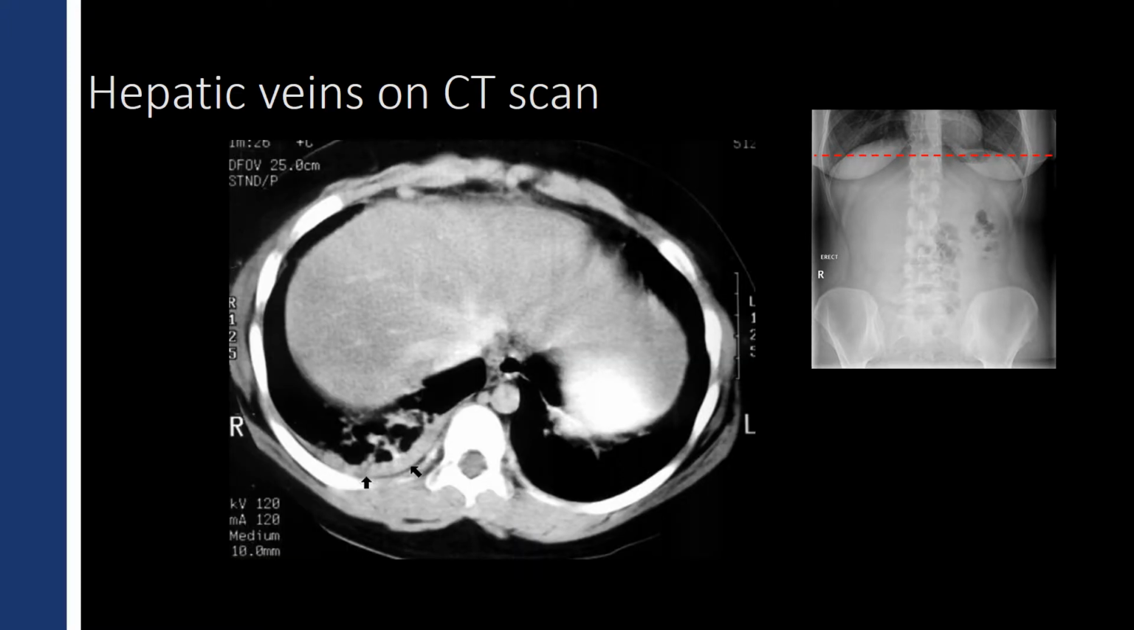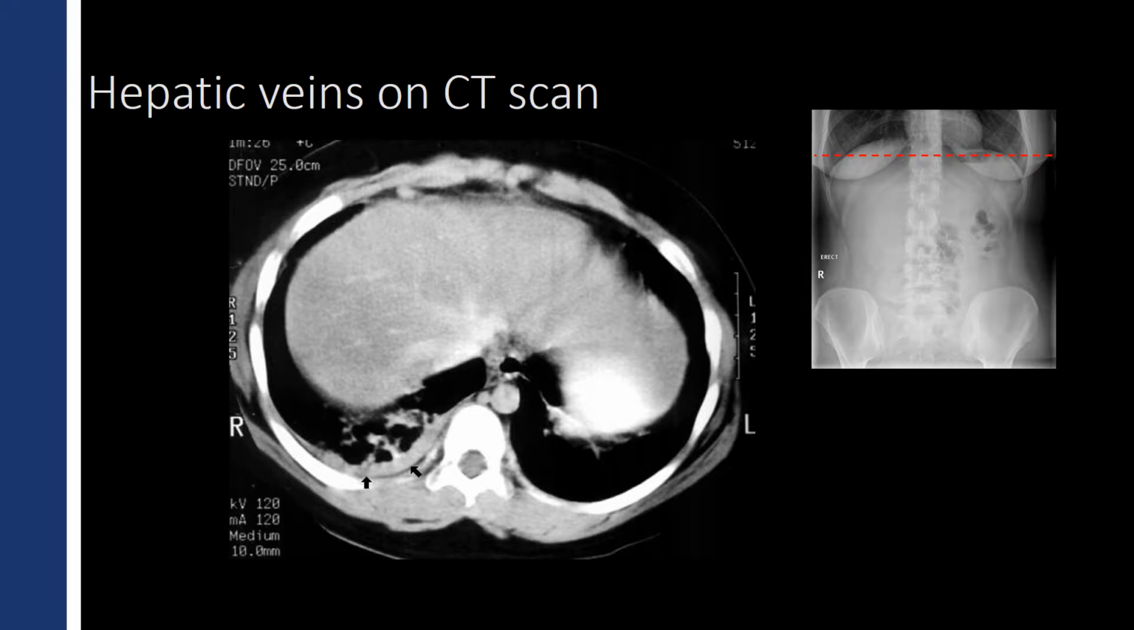Okay, we're at the same level. In fact, this is the exact same image that you had before. And what we see up high here are the hepatic veins. We see the hepatic veins because we've given the patient intravenous contrast, and so that makes the blood white. And when we image during the time that there's portal venous drainage or portal venous supply to the liver, we will see the hepatic veins.